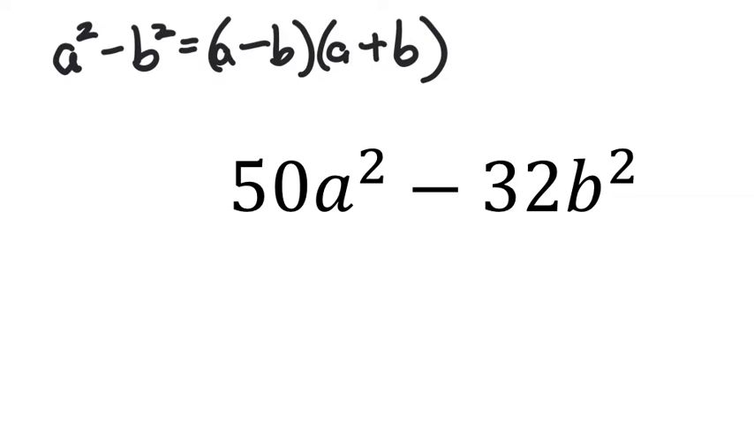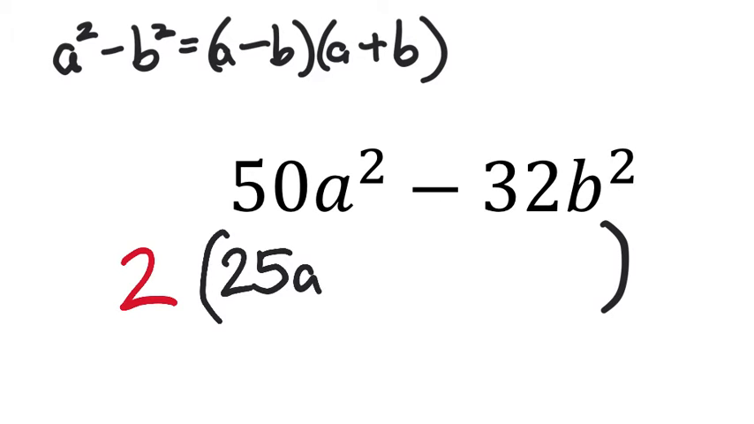What we should notice, though, is that 50 and 32 have a common factor that we can divide each of them by. Okay, and that's just 2. So if I divide 50 by 2, then it would become 25a squared. Of course, we got the minus sign, and then 32 divided by 2 would be 16b squared. That factoring out of the 2 here doesn't affect the a or the b.